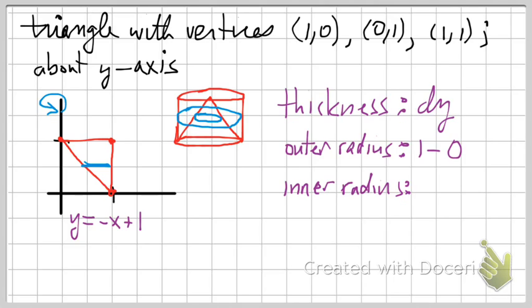That's unfortunate because this is a dy integral, meaning I need everything in terms of y. So that means add the x over, subtract the y over, x equals 1 minus y, or -y plus 1 if that's your thing. So what is my inner radius? 1 minus y minus 0. Is that okay?